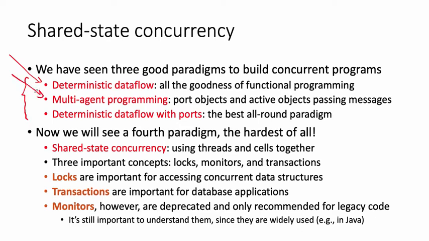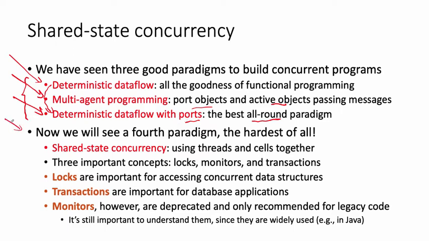Then we've also seen multi-agent programming. This is where you have port objects and active objects sending messages to each other. So you can have large systems where you have these guys sending messages. And finally, we have seen deterministic data flow with ports. So this is the best all-around paradigm. This is taking deterministic data flow and using it as much as possible and adding ports only exactly where you need them, but nowhere else. So these are the 3 good paradigms we've seen before. So that's all very nice.